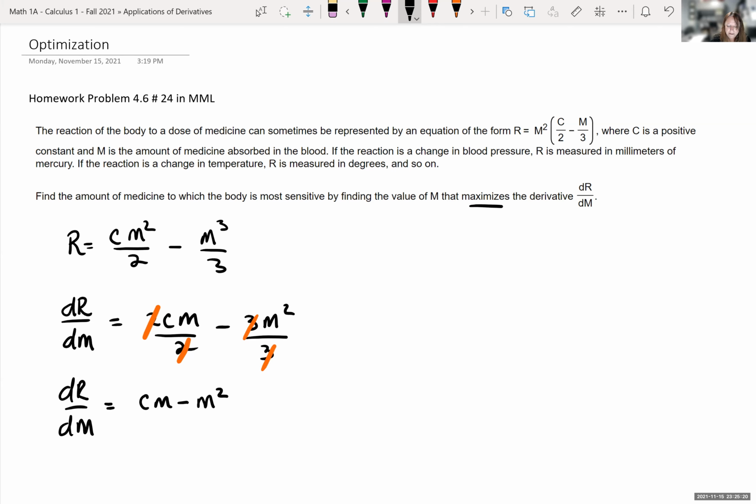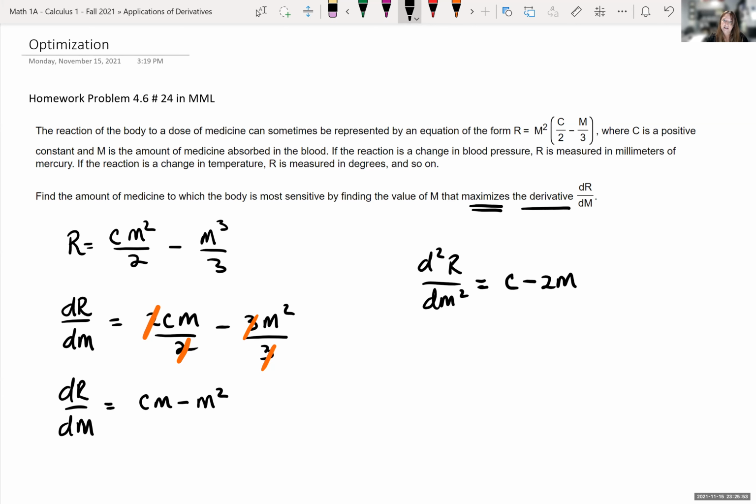It wants us to maximize the derivative. In order to see what maximizes something, we want to take the derivative. Well, because we're trying to maximize the derivative, we want to take the derivative of the derivative. So we need to take the second derivative of R with respect to m. The derivative of Cm is just C, minus the derivative of m squared, which is 2m.